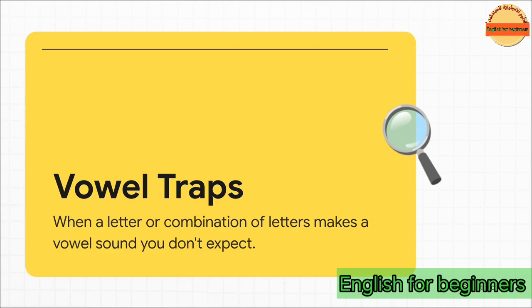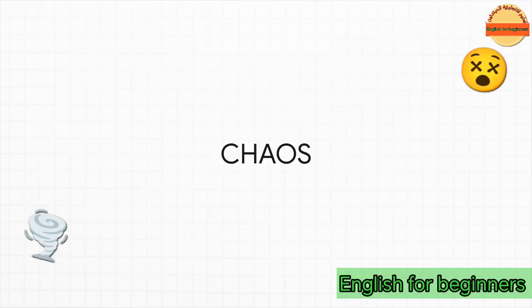And a big reason this happens is when English borrows words from other languages. It kind of imports their weird pronunciations right along with them. Our first example is the perfect word for this. Chaos. A state of complete confusion. And yeah, its pronunciation can definitely cause some chaos too.